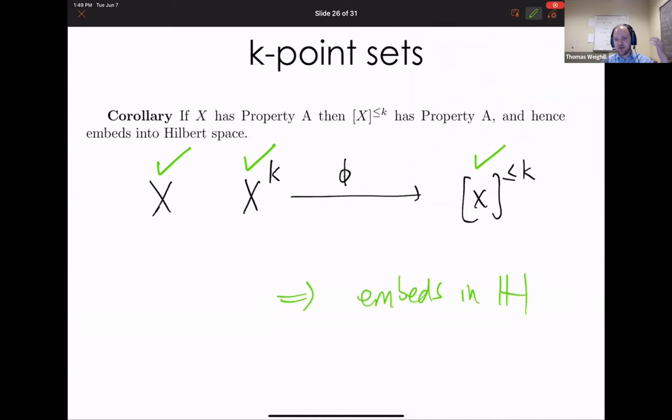So we get that if you have an ambient space with property A, and this is most spaces, for example, the only finitely generated groups that don't have property A tend to be these horrible Gromov monster things. A lot of spaces have property A, in particular, anything with finite asymptotic dimension has it. So it's not a strong requirement. Then you know that your finite thing is going to embed.